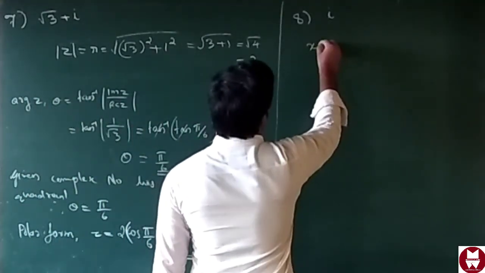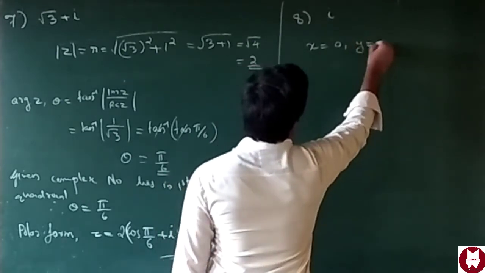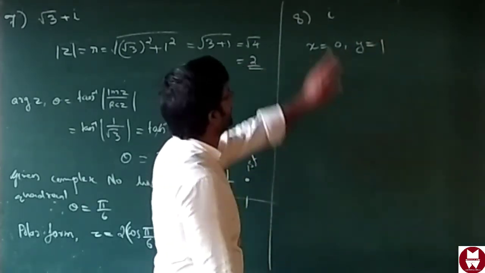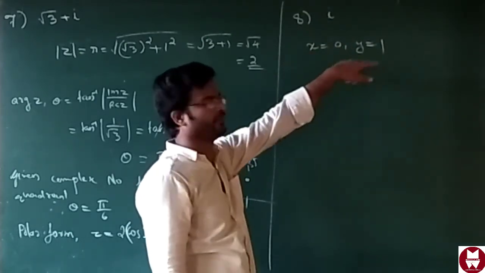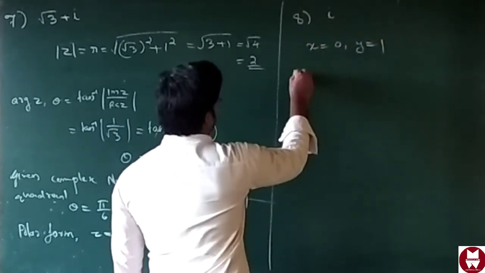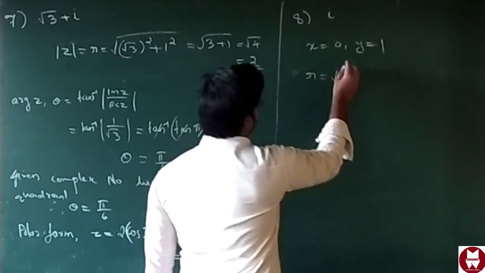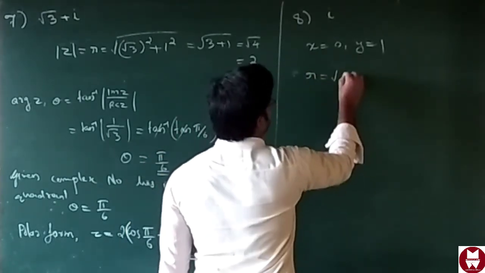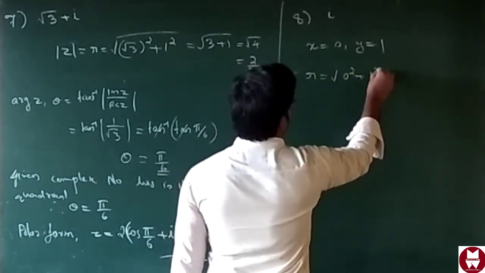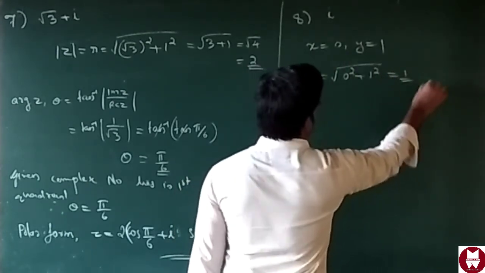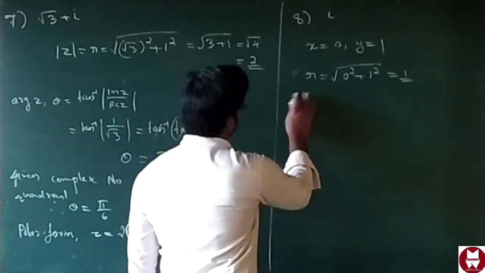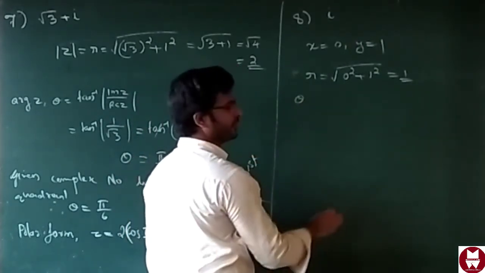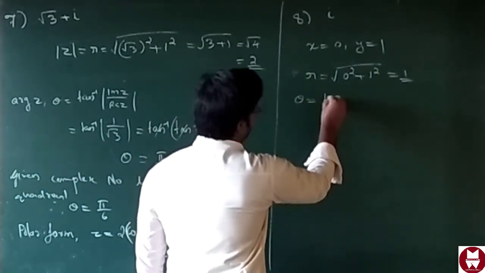Here x is 0, y equal to 1. Real part not there, only imaginary part, isn't it? That's why we can take x value 0, y value is 1. Find out the modulus. Modulus means r. Square root of x square plus y square. X square means 0 square plus y square is 1 square. You will get answer 1. R is 1.